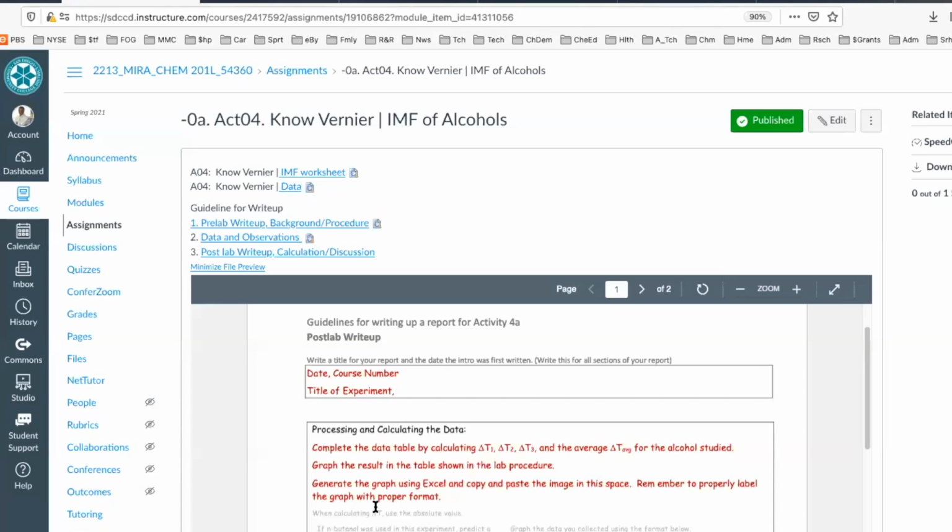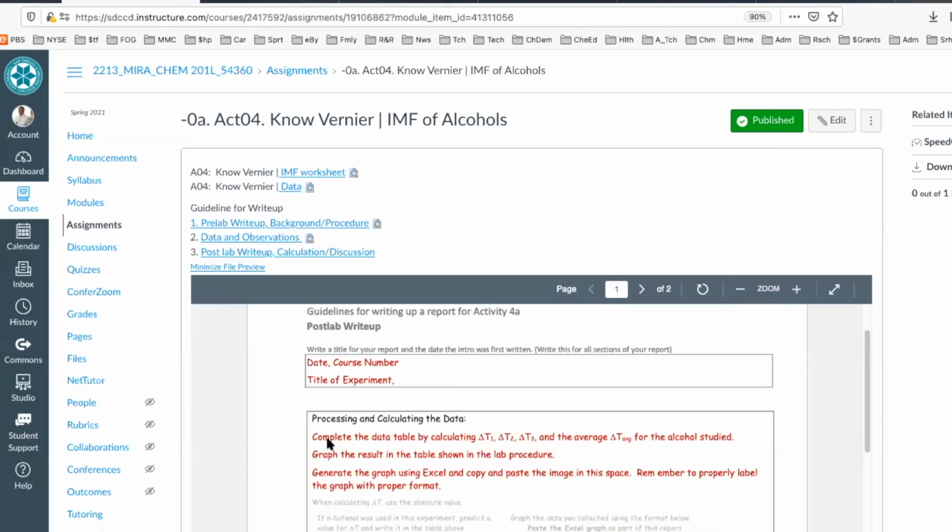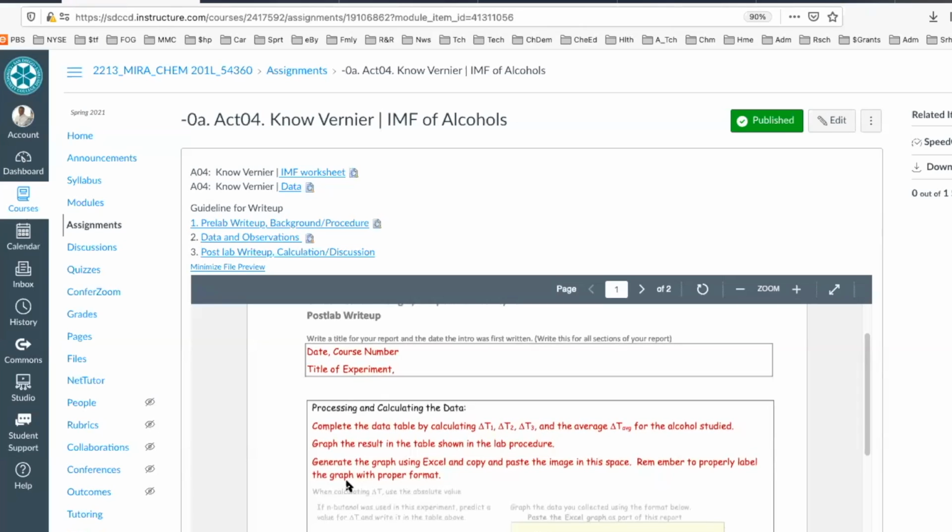Then a week and a half later, or between when it's due and when you end this experiment, you will write up the report. So this is what you would have done. You would have looked at the data, you would have processed and done the calculation of the data. Here, we give you some guidance of what you needed to do. You need to calculate delta T 1, 2, and 3, which you could have done already in your data and observation. Calculate the average, and you could actually calculate a standard deviation as well, okay? And then graph the results.